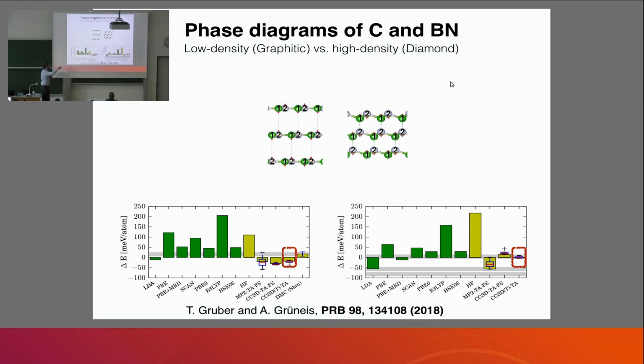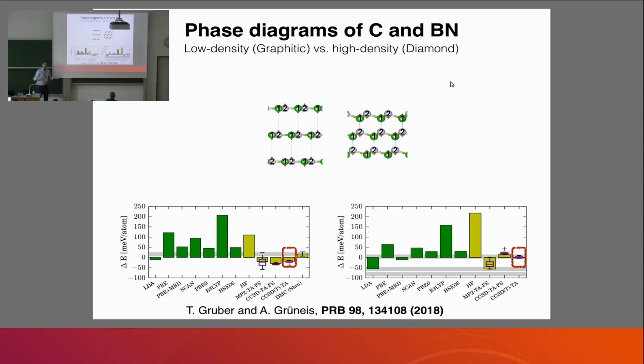The gray bars always refer to experimental results. In the case of carbon, it's clear that there is only an undisputed experimental result for this energy difference, which indicates a slightly positive number at around plus 20 millielectron volts per atom, that says graphite is the more stable allotrope of carbon.